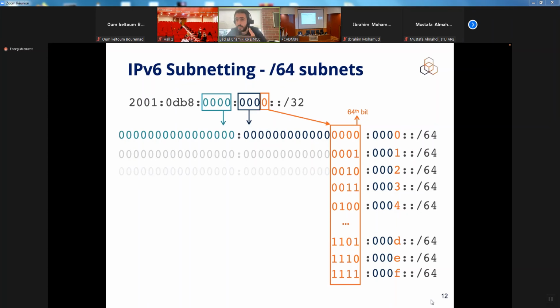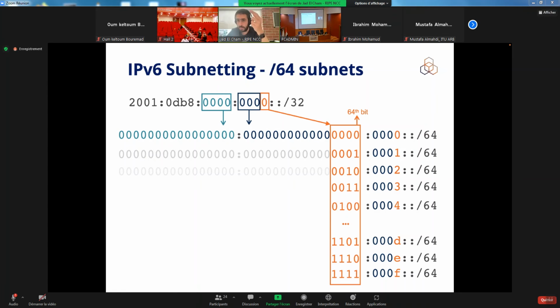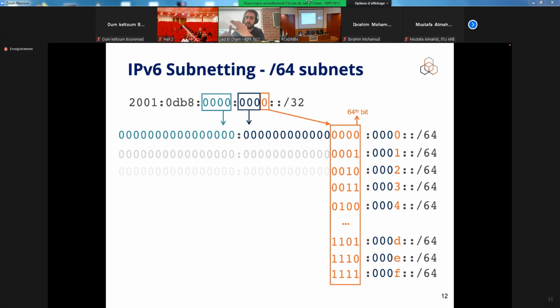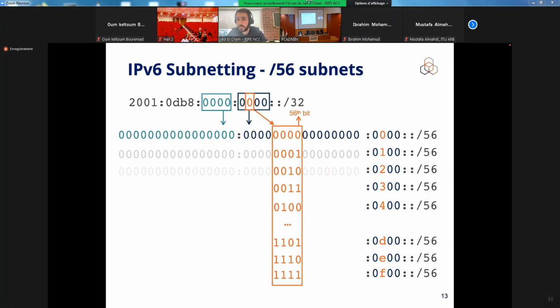In this case, it's easy. Why? Because you can take the last hexadecimal digit and just start counting. The first one is 0, 1, 2, 3, 4, 5, all the way to F. So you can count them one after the other. If you would like, for example, to do a /56, okay, so let's say you have a /48 and you would like to create /56. Super easy.